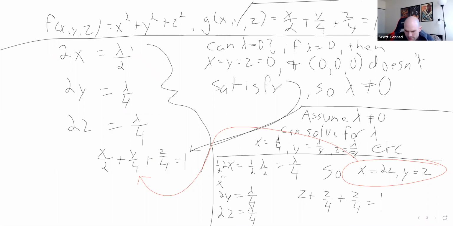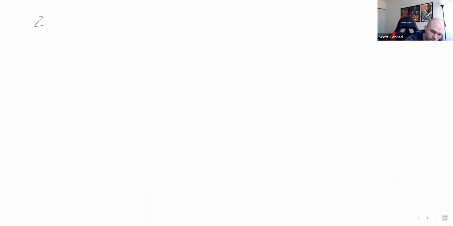So z plus z over 4 plus z over 4 is equal to 1. In other words, we have 3z over 2 is equal to 1. So z is going to be 2/3. And we know y is going to be equal to z, which is 2/3. And we know x is going to be equal to 2 times z, which is 4/3.